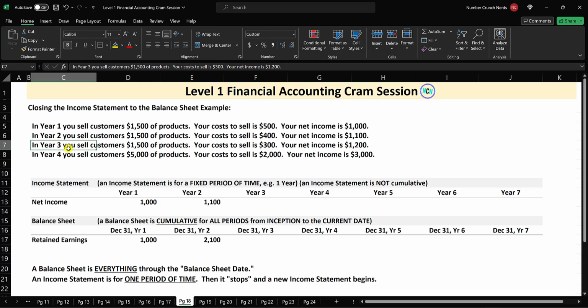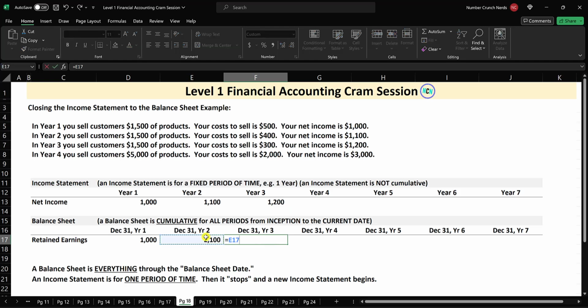Year number 3, I sell $1,500 of products, costs are $300. Your net income is $1,200. I have $1,200 right here. The balance sheet is a cumulative amount. I take the previous year's amount and I add in the current year's net income. Now the balance sheet shows $3,300 of retained earnings.